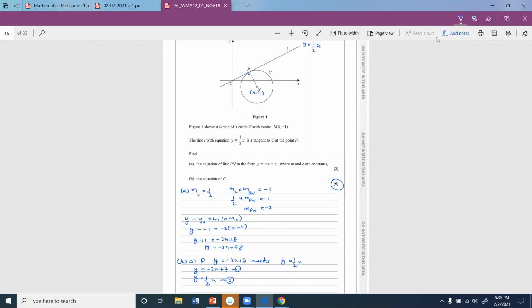Looking at the gradient, we can put it in the formula y minus y naught equals gradient times x minus x naught, where x naught, y naught is this coordinate and the gradient is minus 2. From here you get this answer.